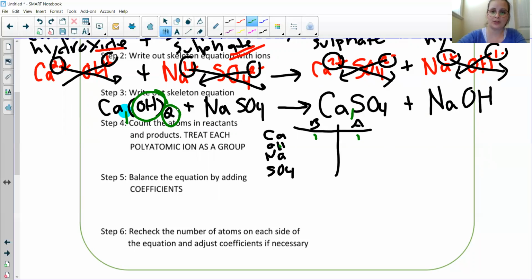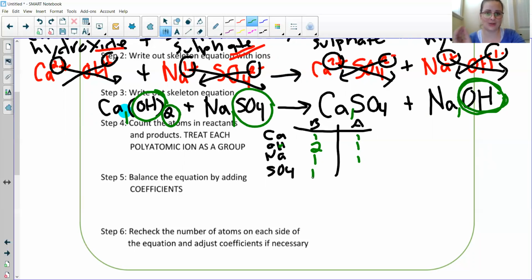There's 2. So I'm not going to separate the O and the H because the hydroxide is also found after the reaction. So instead of trying to separate oxygen and hydrogen and balance them separately, I'm going to deal with the polyatomic ion as a whole before and after. So how many hydroxides are after? There's only 1. How many sodiums are there before? 1. How many sodiums are there after? 1. How many SO4s are there after? 1, not 4. That 4 has to do with how many oxygens are in the entire sulfate ion.